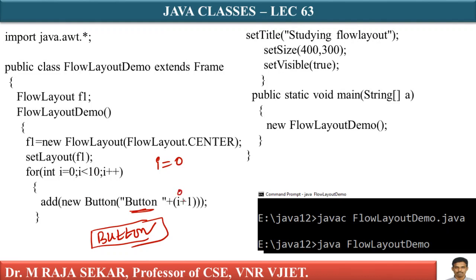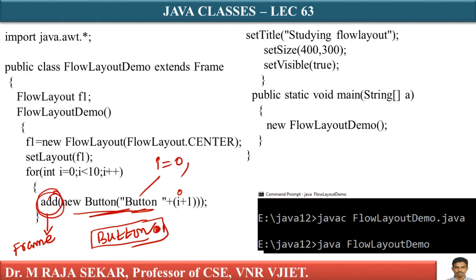I is 0, 0 plus 1 means I will get button. 0 plus 1 means what? Button 1. I will get button 1. Again, I will go back. I am creating a button, I am giving the name to the button, and I am adding it at the same time. To whom am I adding? I am adding this button to the frame.